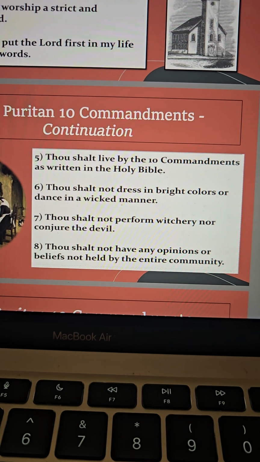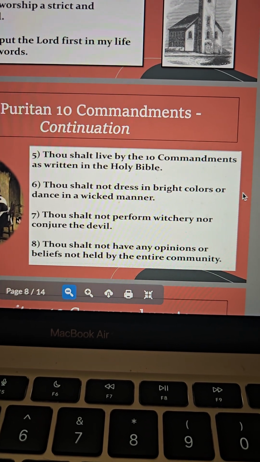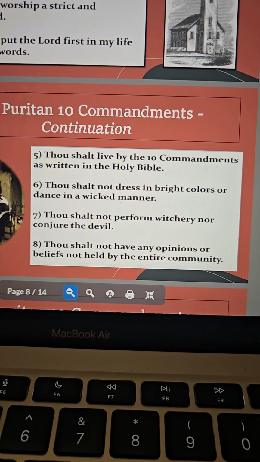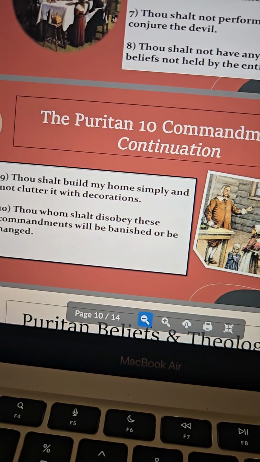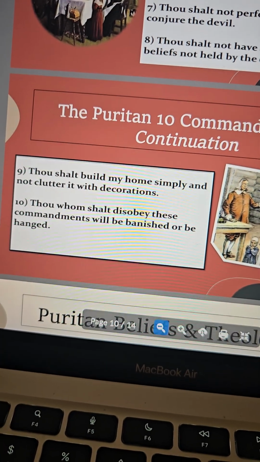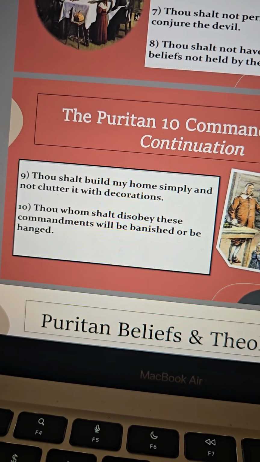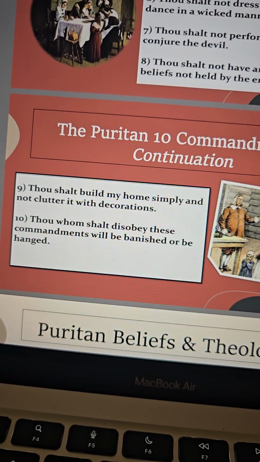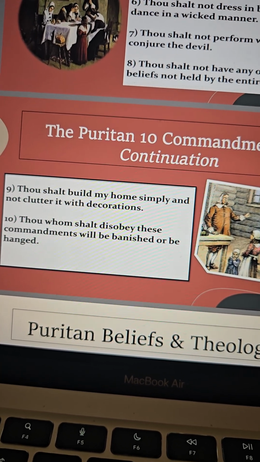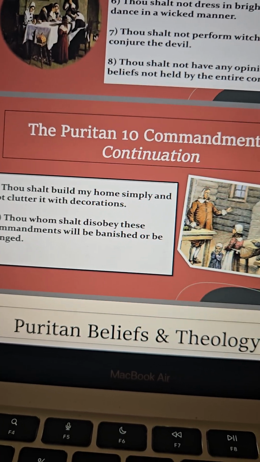Thou shalt not dress in bright colors or dance in a wicked manner. Thou shalt not perform a witchery nor conjure the devil. Thou shalt not have any opinions or beliefs not held by the entire community. Thou shalt not build my house simply and not clutter it with decorations. Thou shalt not disobey these commandments or will be banished or will be hanged. So during this time, these were their commandments. This is what they lived and breathed by: church, God, and state, church, God, and state.